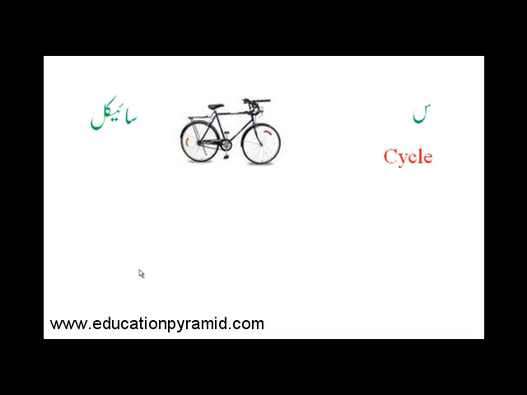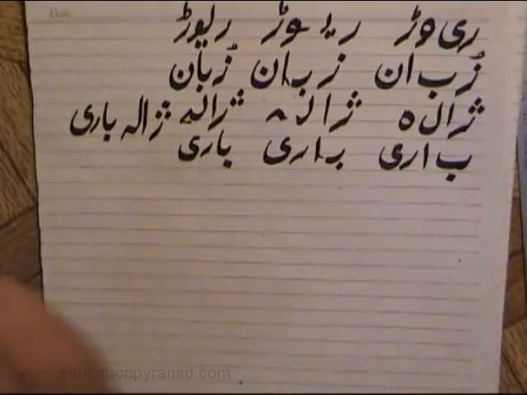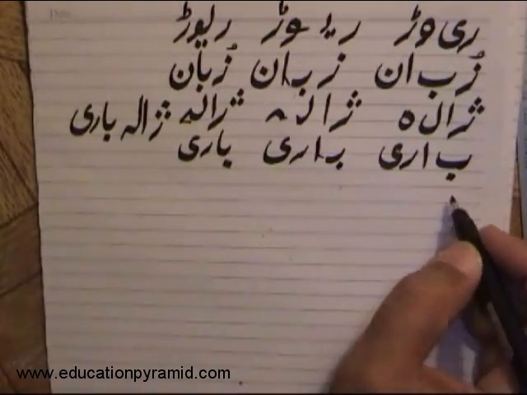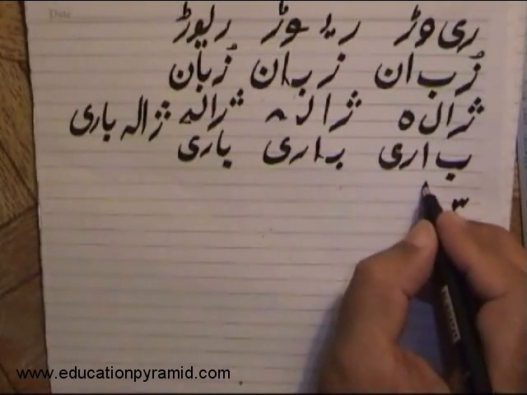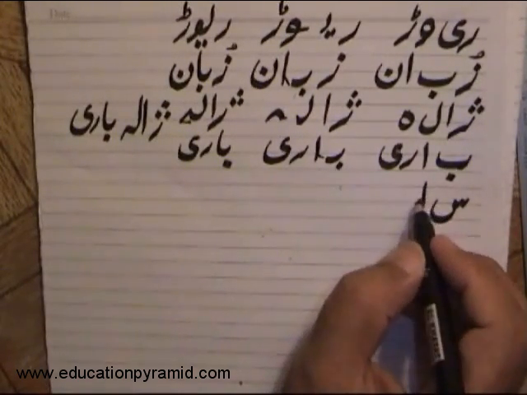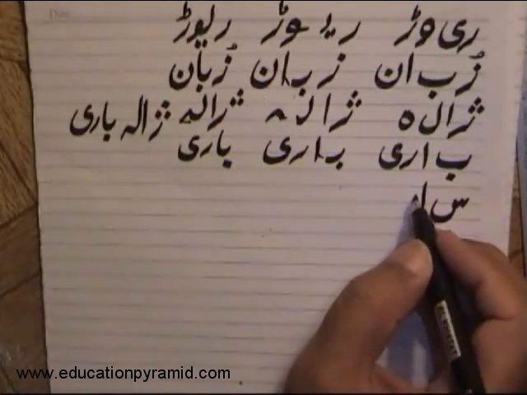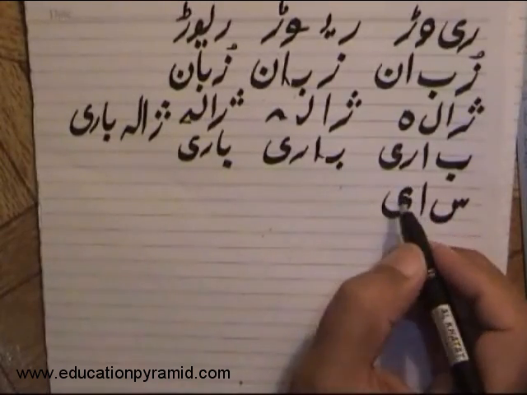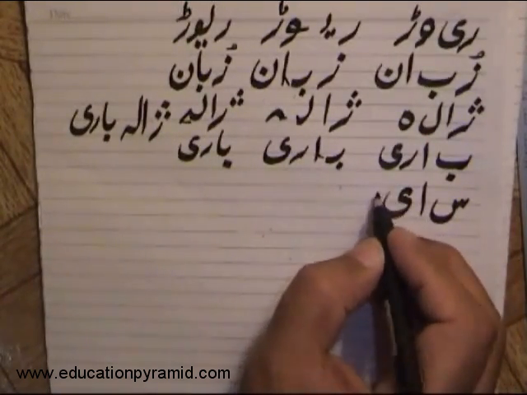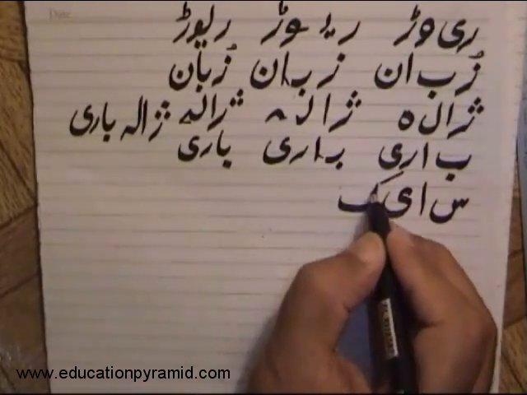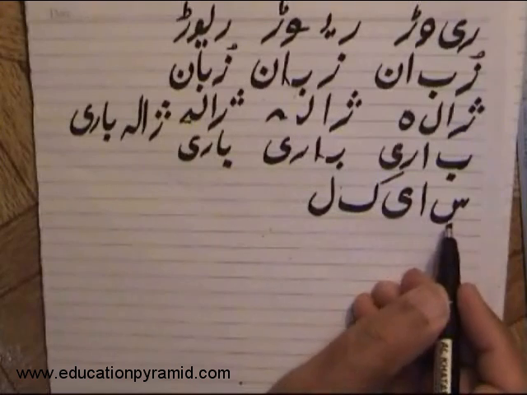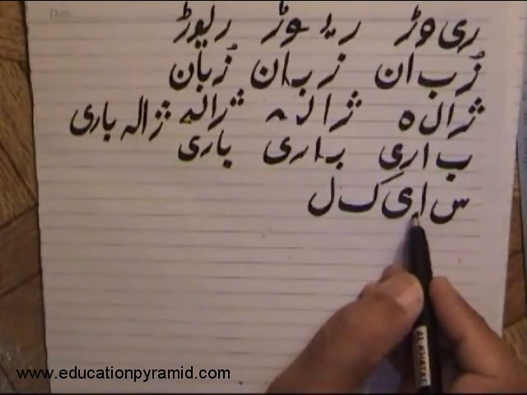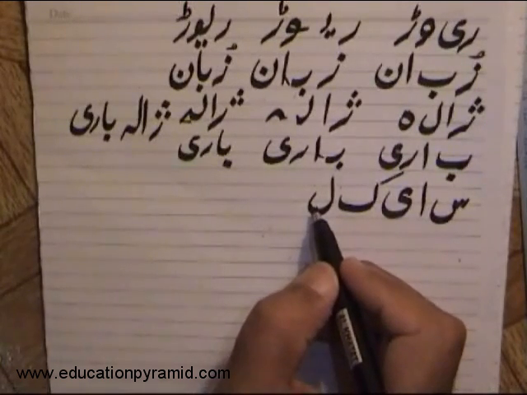Seen cycle. Cycle is again an English word, so we use it as it is in Urdu. Seen cycle. In cycle, we have seen and alif. Then after alif, if we have an e sound or ye sound, we use hamza. Sai, sai kal. So this is kaf and this is lam. Cycle. So see it again. Seen is a connector, alif is a non-connector, ye is a connector, kaf is a connector, and lam is a connector.